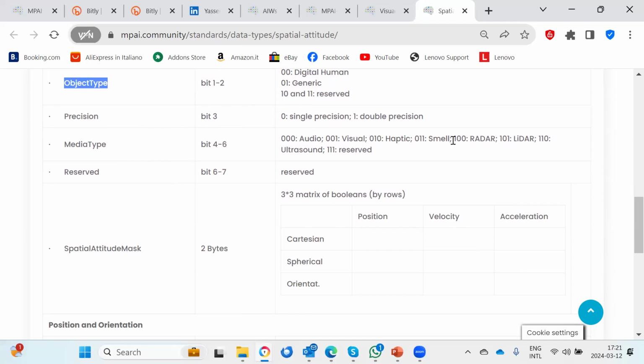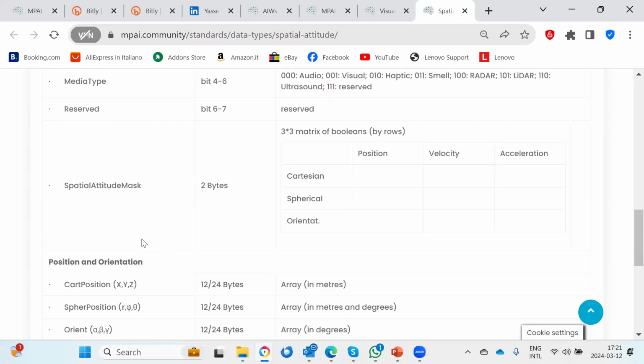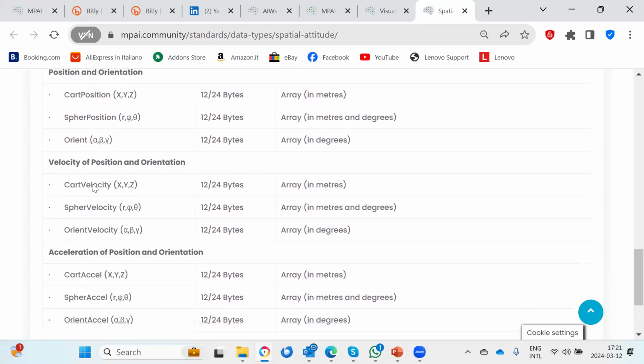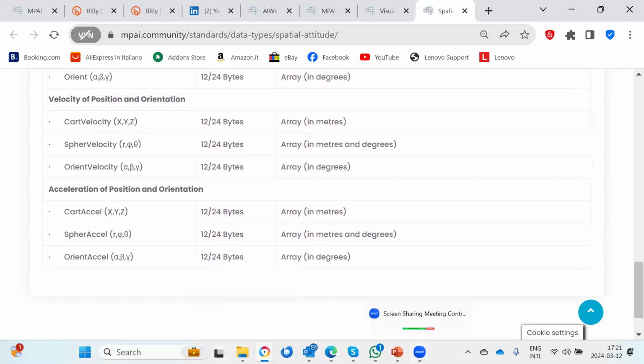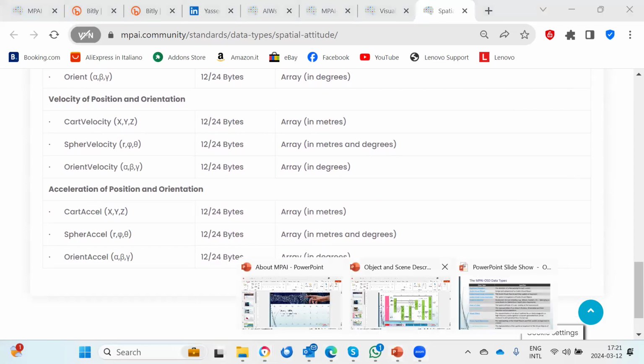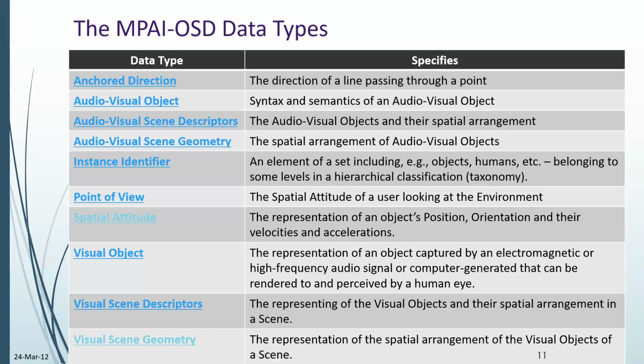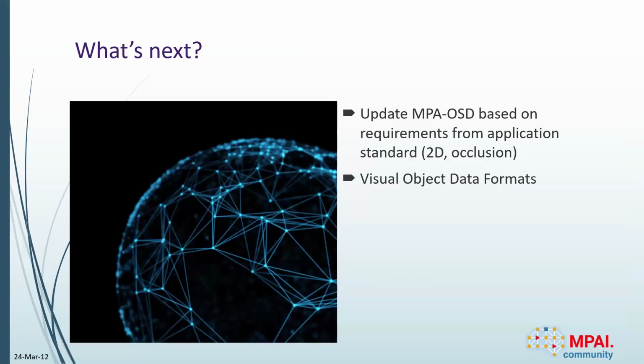We have audio, visual, haptic, smell, radar, lidar, ultrasound, and reserve. Of course, radar, lidar, and ultrasound are there because we need them for the connected autonomous vehicle. And then we have something that is needed in order to reduce the amount of information that is needed. And so here we have the position, orientation, velocity, and acceleration. So with that, let me move on. But I'm just underlining the fact that there is a richness of data types. Each of them, of course, has cost a significant amount of time to the experts to develop.